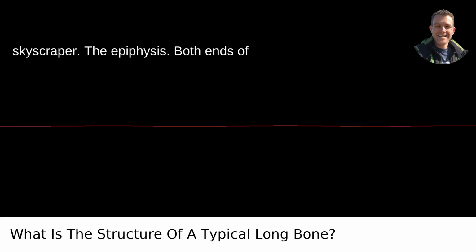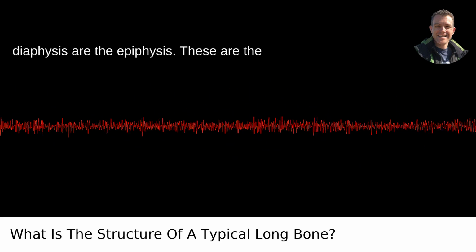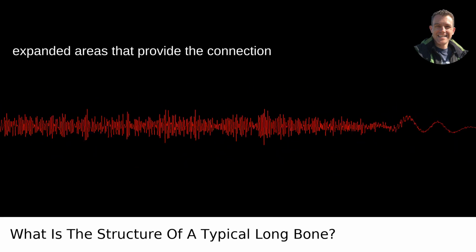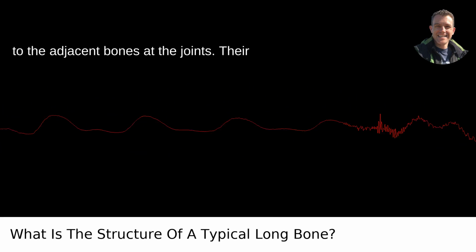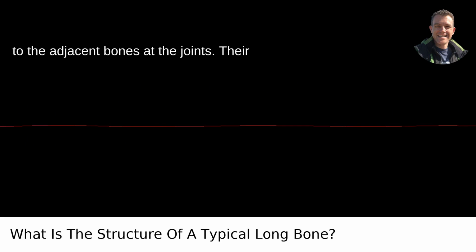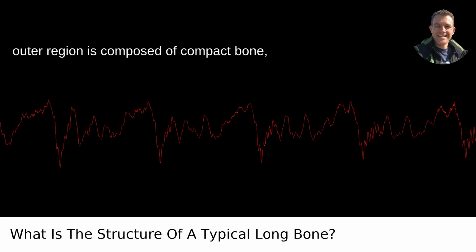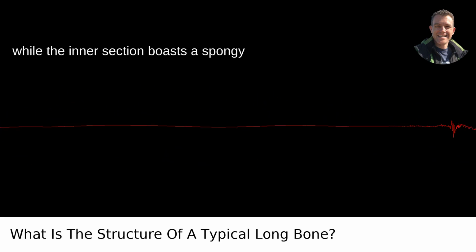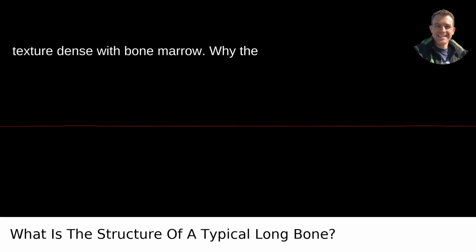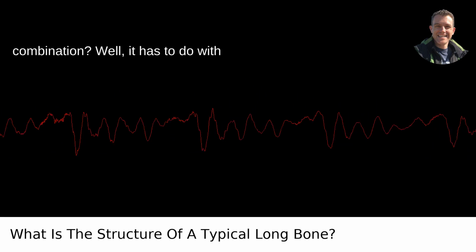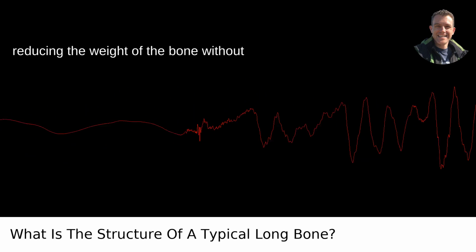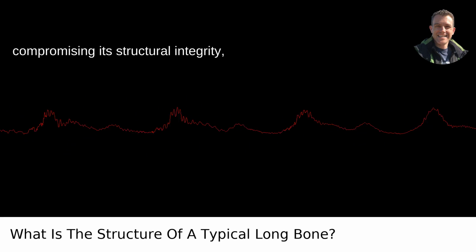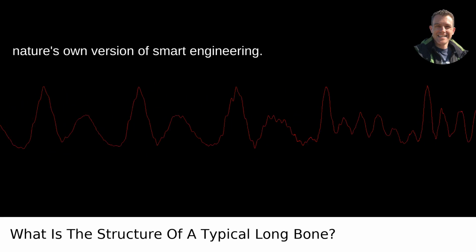The epiphyses, both ends of the spectrum. Plunked at each end of the diaphysis are the epiphyses. These are the expanded areas that provide the connection to the adjacent bones at the joints. Their outer region is composed of compact bone, while the inner section boasts a spongy texture dense with bone marrow. Why the combination? Well, it has to do with reducing the weight of the bone without compromising its structural integrity, nature's own version of smart engineering.